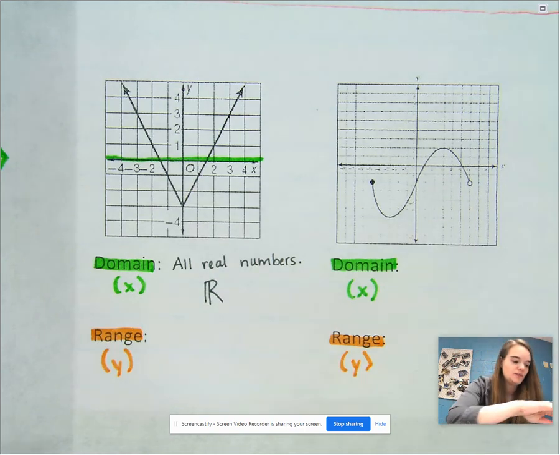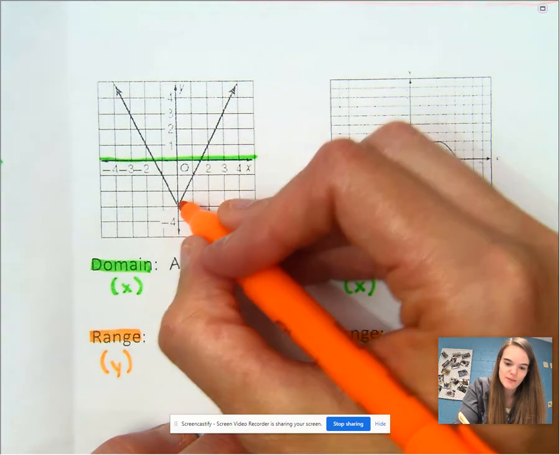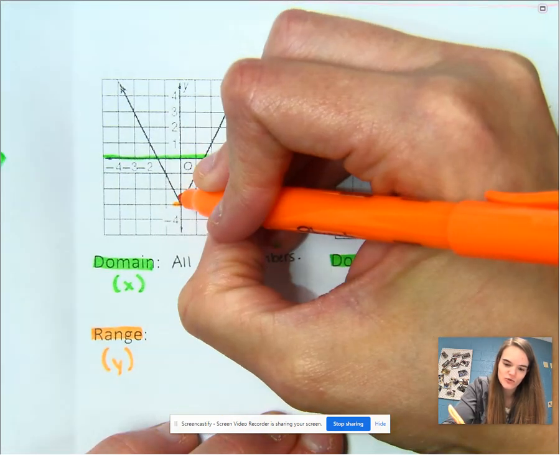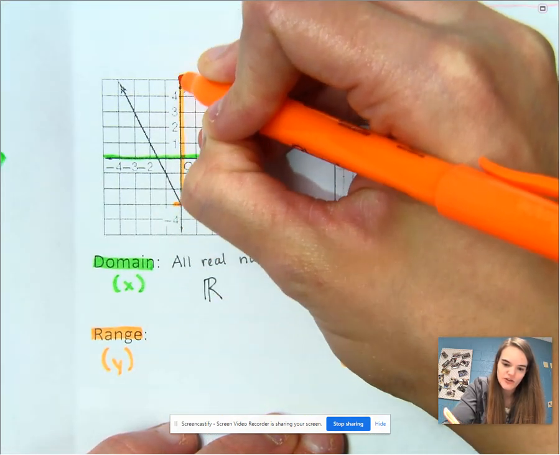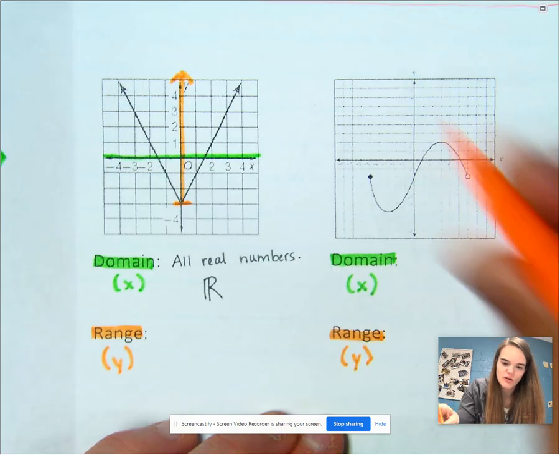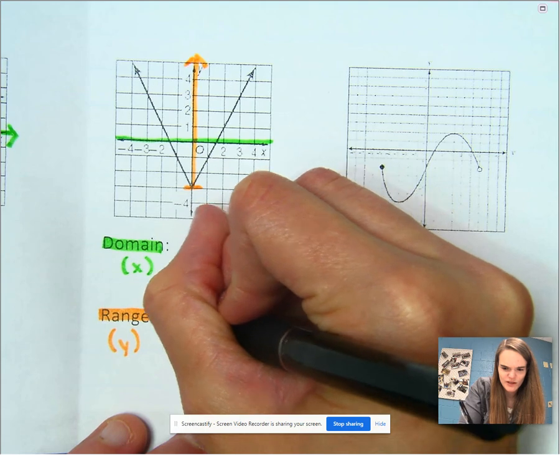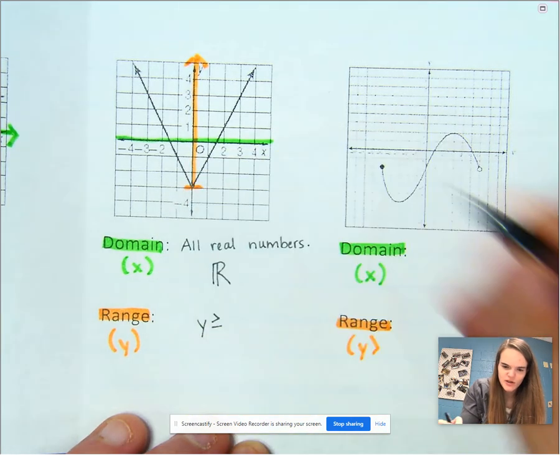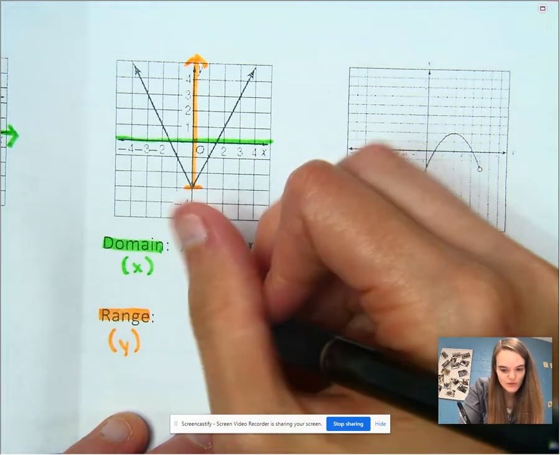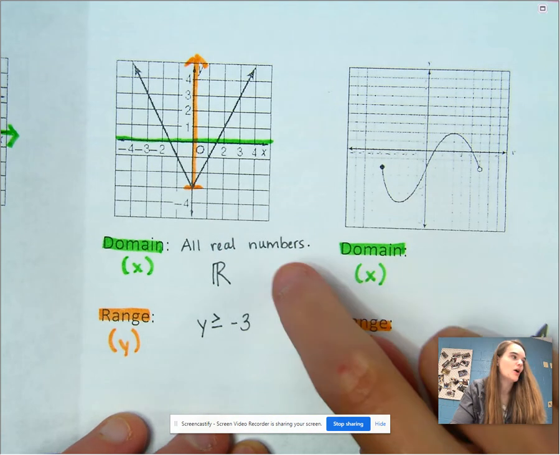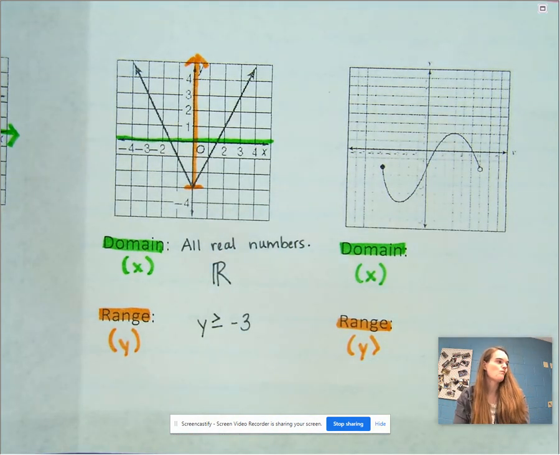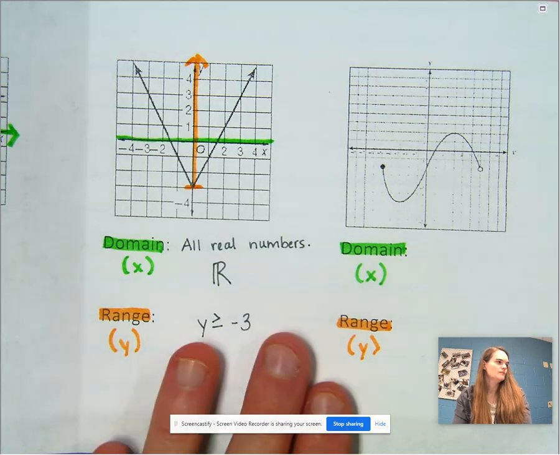All right, range. Does it have a starting point? Yep, it starts down here and it goes up. And it looks like since it's going up in both directions, it's going to go on forever. So it's going to be y is greater than or equal to, solid something, -1, -2, -3. There's the domain, there's the range. Okay.